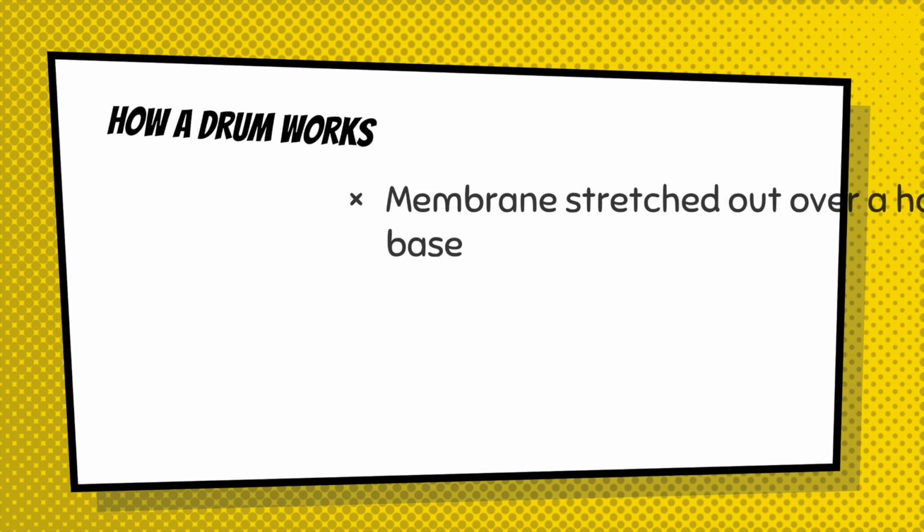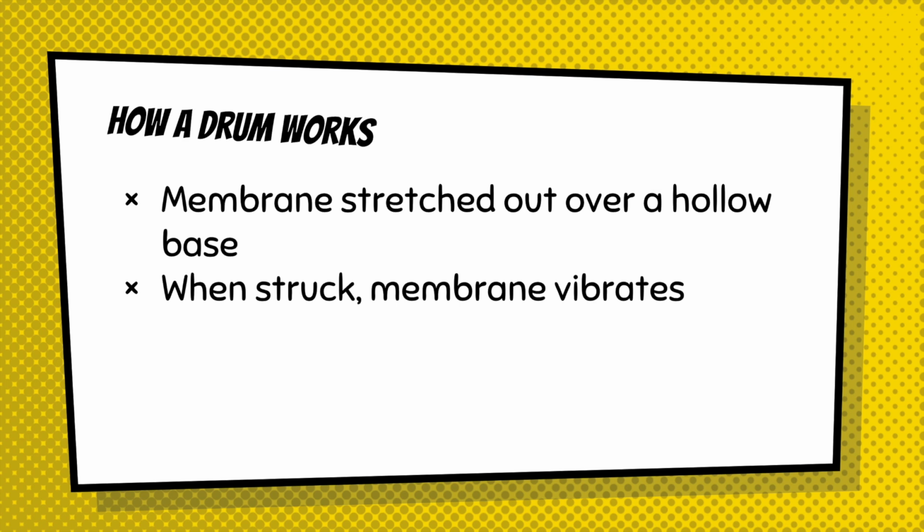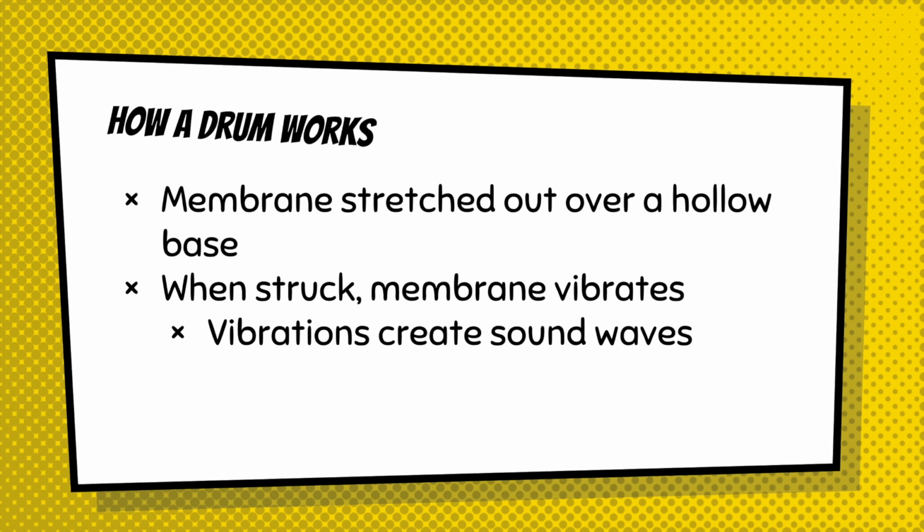As I said before, drums are constructed with a hollow base and a membrane that is stretched tightly around it. When this skin is struck by a drumstick or a mallet, the skin vibrates. This makes the air particles inside and around the drums vibrate too. These vibrations create sound waves in the air. These sound waves then hit our eardrums.